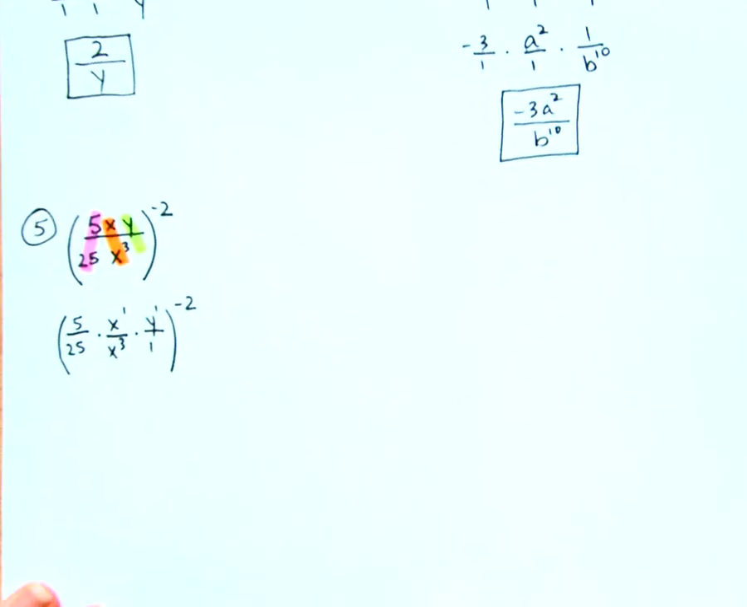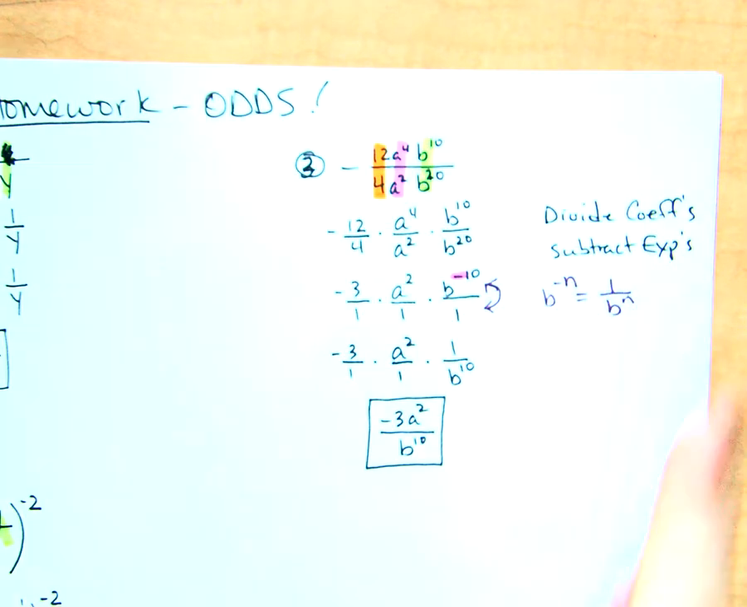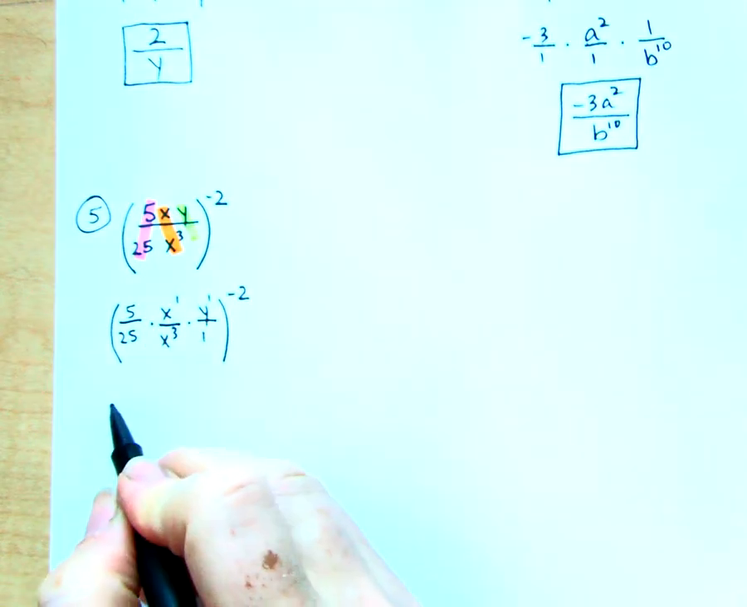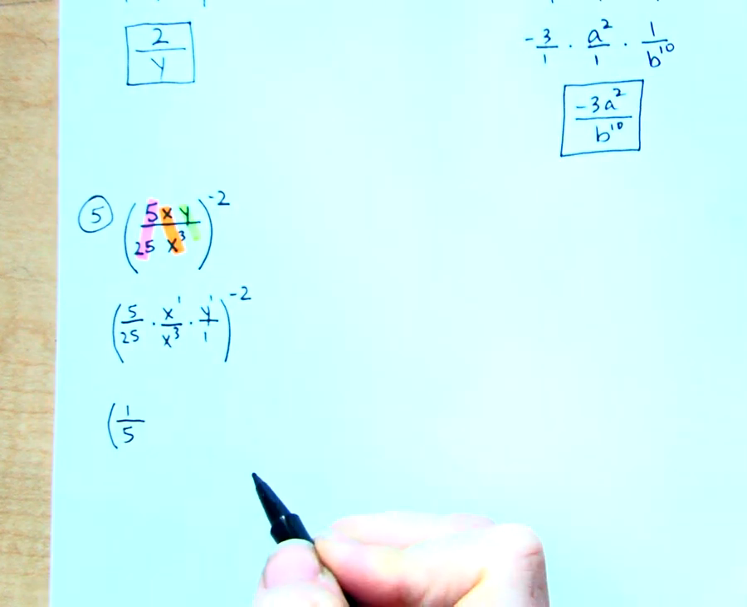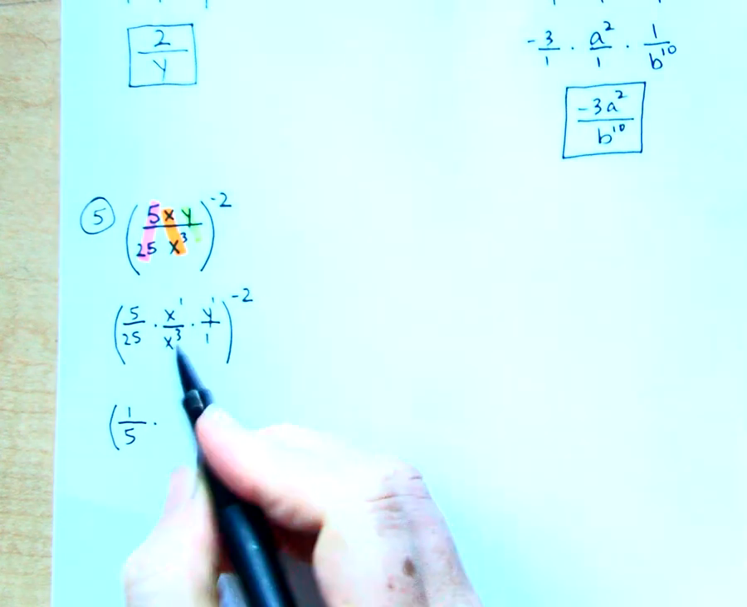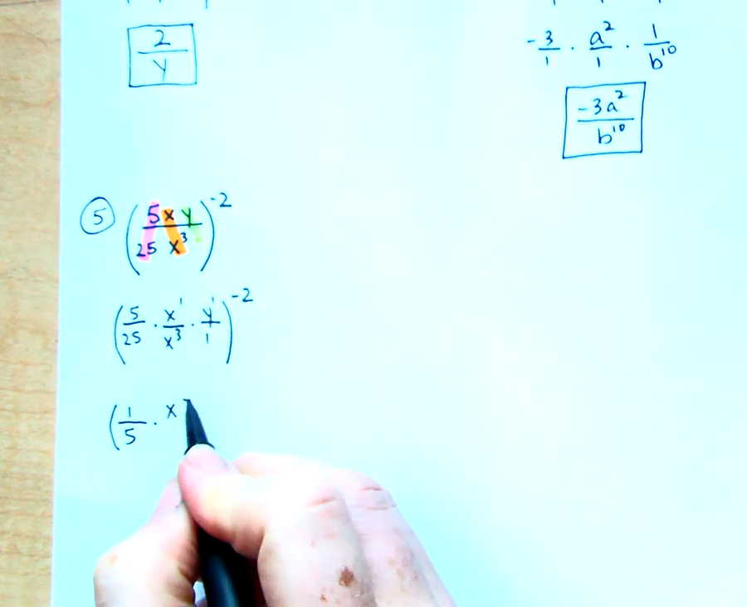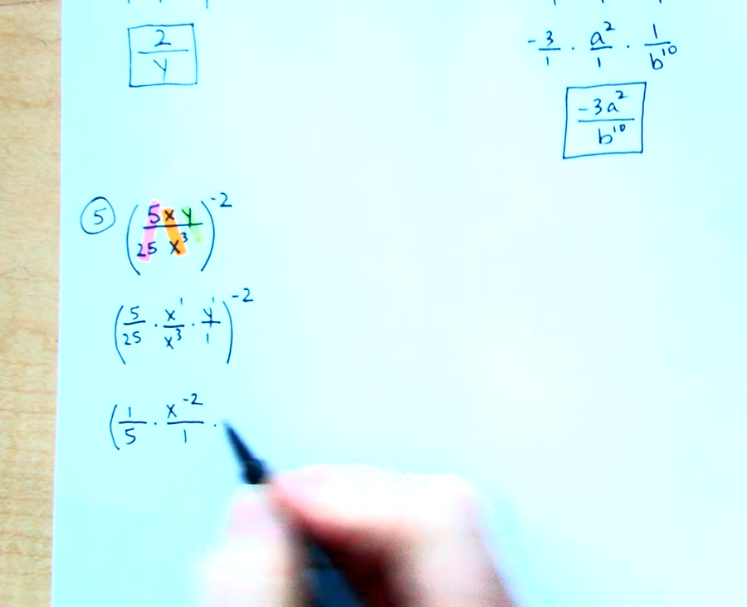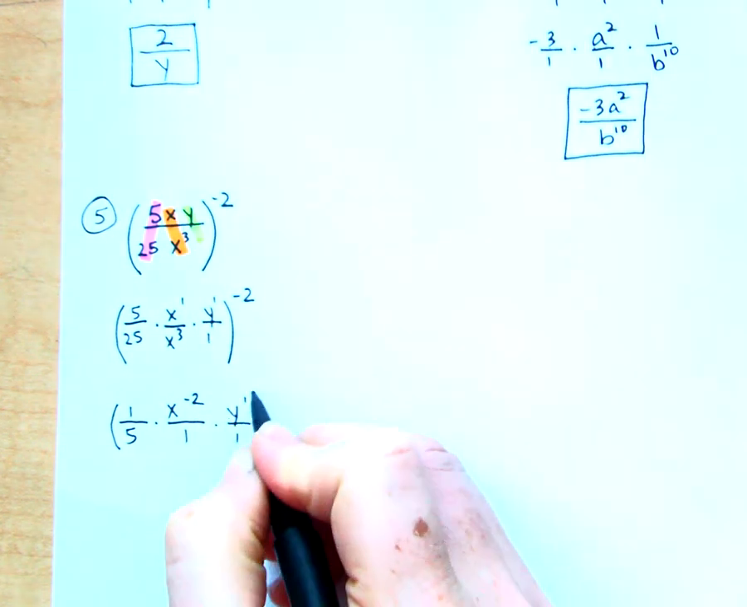And then I'm going to simplify. Same thing, divide coefficients, subtract exponents. So 5 over 25, 5 goes into 25 5 times, so that's 1 over 5. X to the 1 minus 3. 1 minus 3 is negative 2. Remember, I'm subtracting exponents. And then there are no y's to divide, so it's just still going to be y to the first over 1.